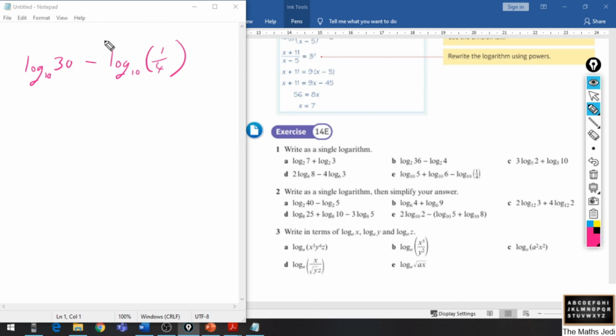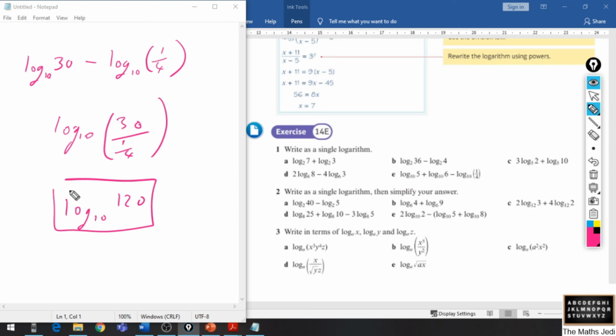And again, you've got two logarithms being subtracted here. That's the same thing as when you're subtracting two logarithms, we can divide them. So we can think about 30 divided by a quarter. That's the same thing as multiplying 30 by 4. So that's log of base 10 of 120. So that's now writing it as a single logarithm. Let's check our answers, make sure we're right. So 14e.